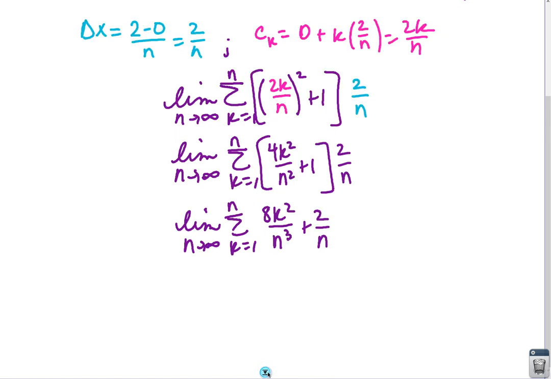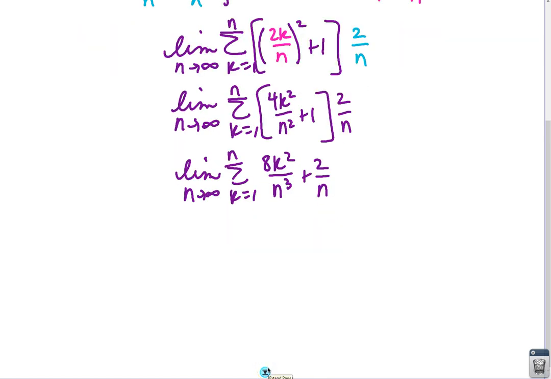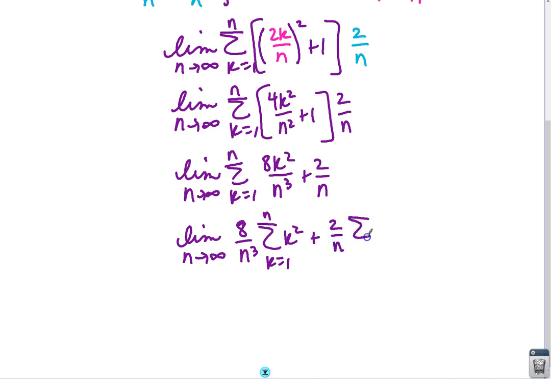So then I have two different sums here. I'm going to go ahead and split these up and take the constant multiple out at the same time. So k squared is the only thing that's part of this sum. Everything else is a constant. So 8 over n cubed times the sum from k equals 1 to n of k squared plus 2 over n times the sum from k equals 1 to n of just 1.